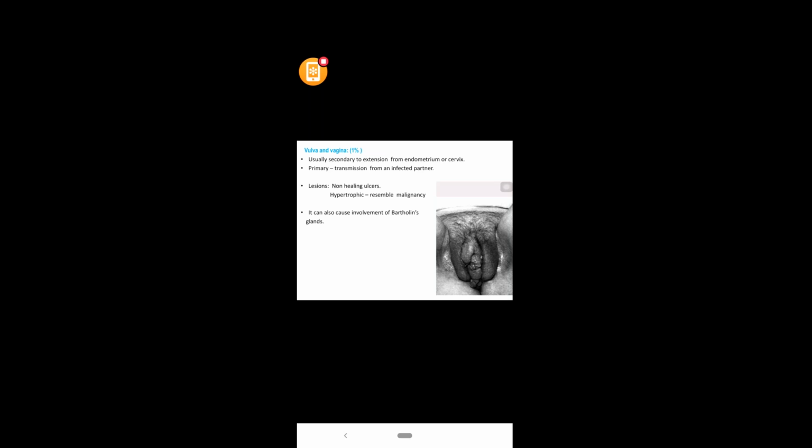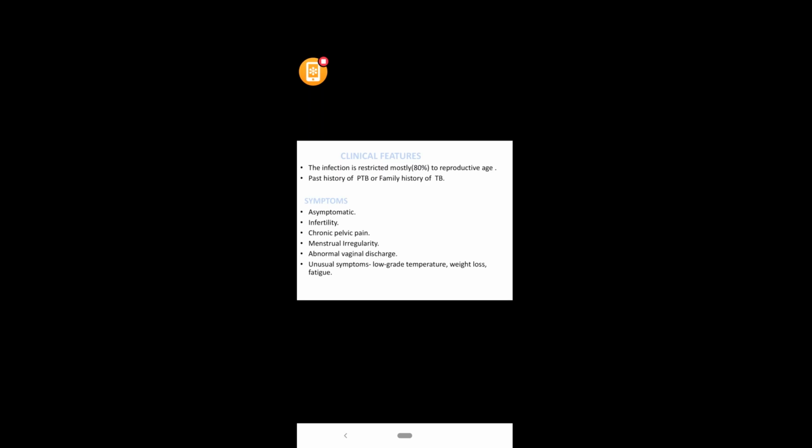Usually, it is secondary to extension from the endometrium or cervix, and the primary transmission is from an infected partner. As we already discussed, the venereal source of infection from the male partner will generally infect the vagina, vulva, and cervix. Coming to the appearance of the lesions, these are generally non-healing ulcers and hypertrophic lesions, which resemble a malignancy. It can also cause involvement of the Bartholin glands. Bartholin glands will also get infected in these infections. And this is all about the pathology of the organs which get infected.